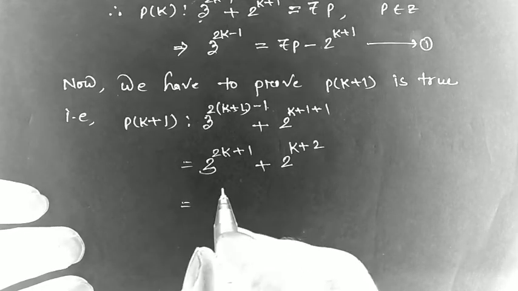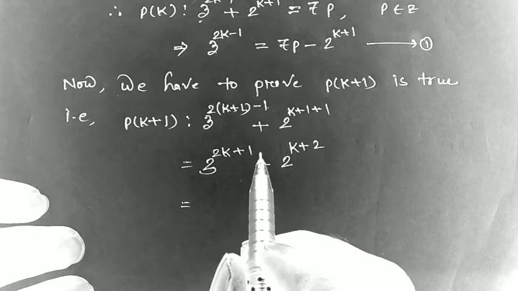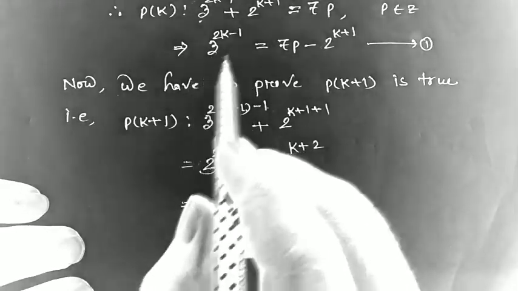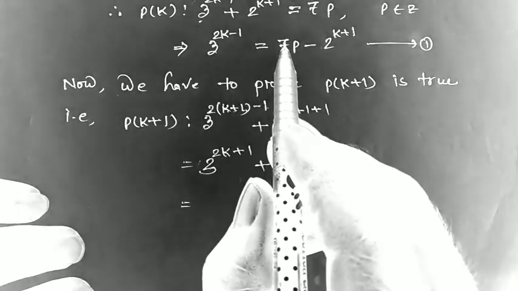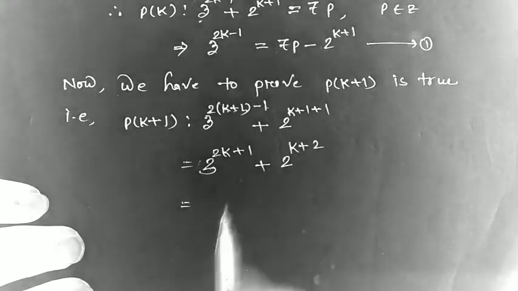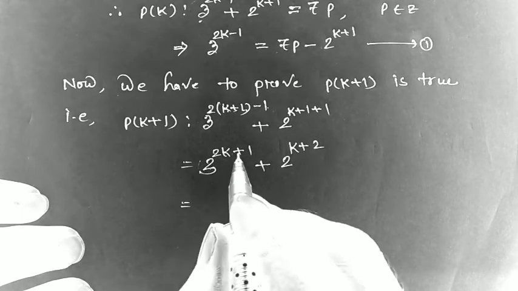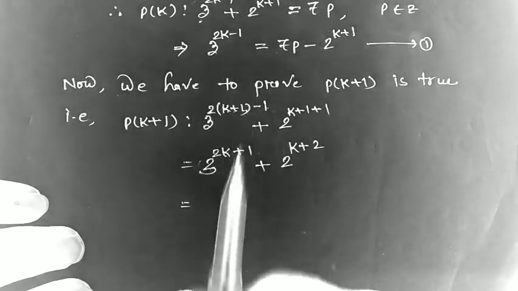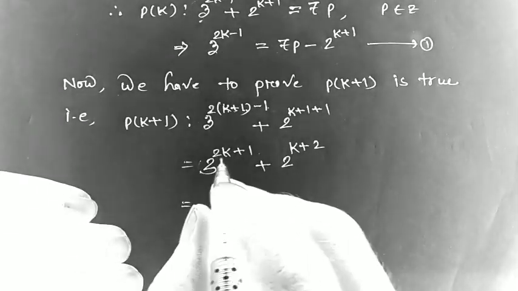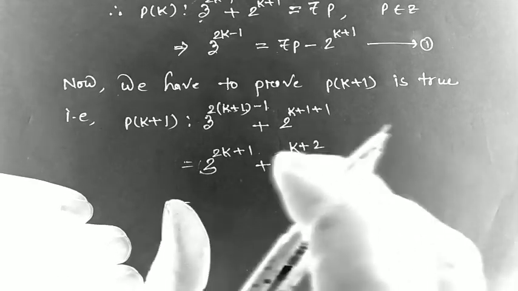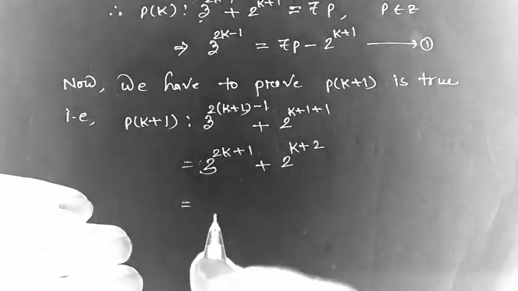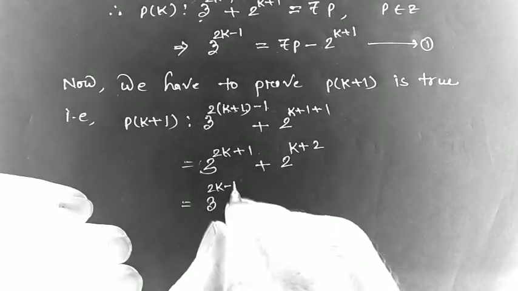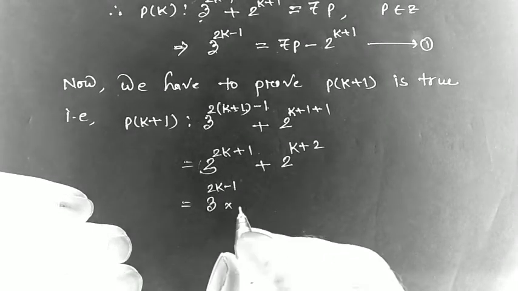Now see, in this situation what we have to do, we have to make the first term so that we get 3 to the 2k minus 1, so then we can put the value. So we have to break this 3 to the power 2k plus 1 in such a way that this term comes here. Here 3 to the power 2k minus 1 is not there, we have to make it ourselves. How to make it? You will write first 3 to the 2k minus 1. So what should be multiplied here?